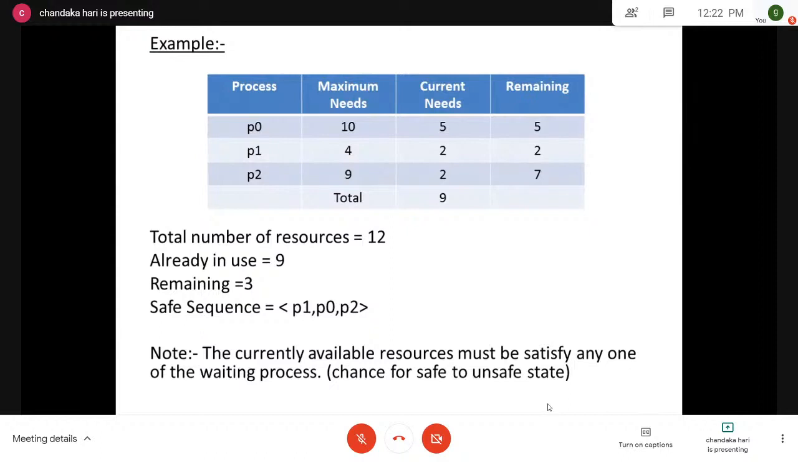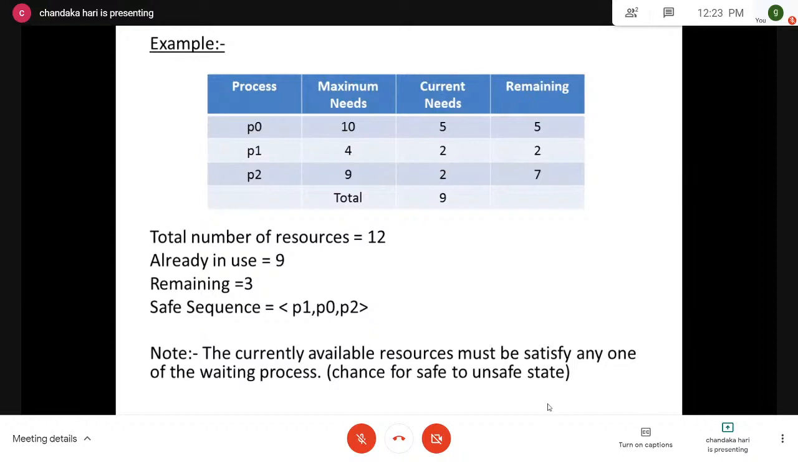Okay, now the currently available resources is only 3. So the 3 is satisfying process P1. So the available 3 resources are given to process P1. P1 already holds 2 resources, now it is allocated 3, 3 plus 2. Now a total of 5 resources are available. Among P0 and P2, the 5 is satisfied by P0. So the next process is P0.